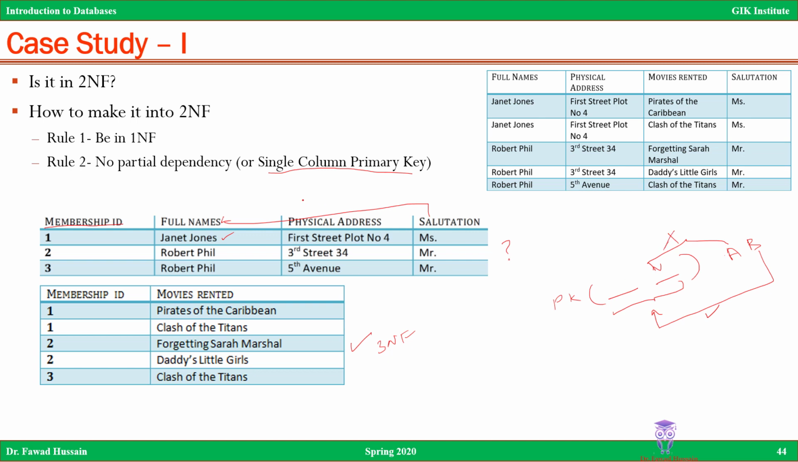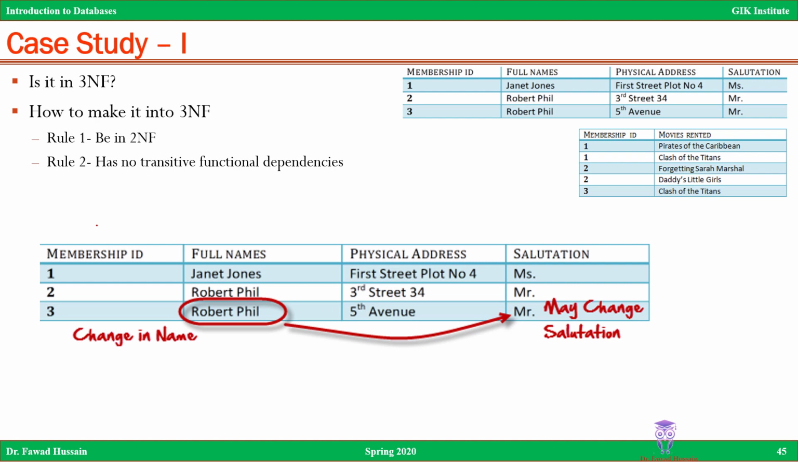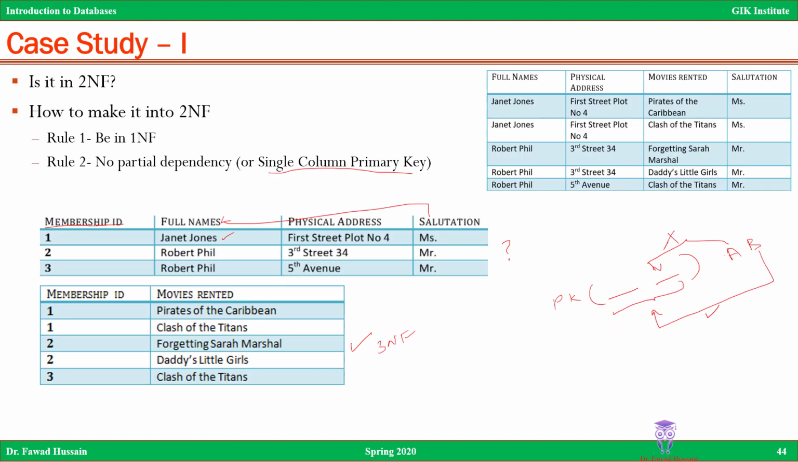However, if I have a simple single column primary key, for instance this one, I cannot have an issue with partial dependency. So it's going to be in second normal form automatically without doing anything. When I resolved for the first normal form, it automatically was also in the second normal form. So we have to look and see whether it's in third normal form.